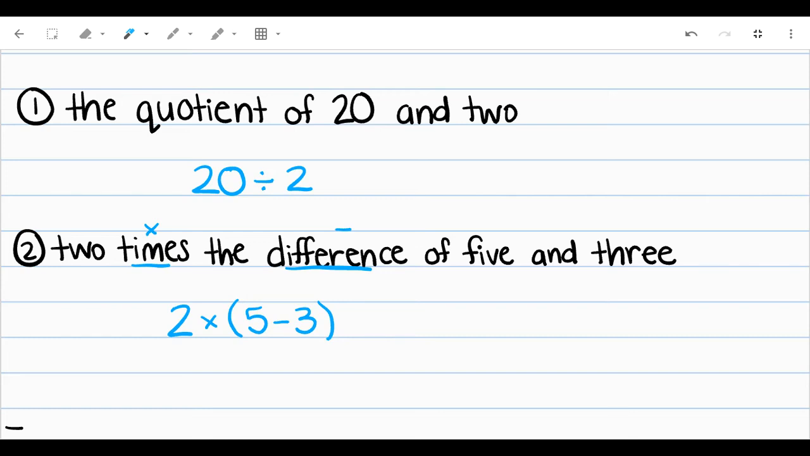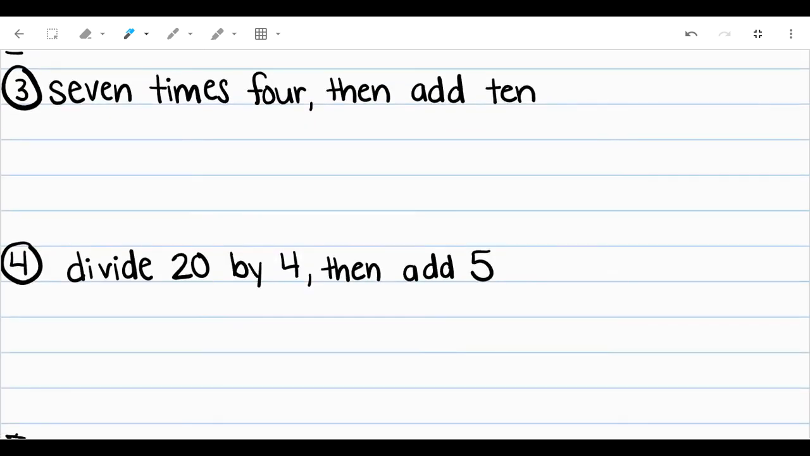And normally, if we're thinking of our PEMDAS, we would do multiplication first. But in this case, we're doing 2 times the difference. And we know that we need to do the difference first, so that's why I put those parentheses around it. So now let's look at another example. It says 7 times 4, then add 10. So I know that this is a 2-step problem again. So it's 7 times 4, then add 10.